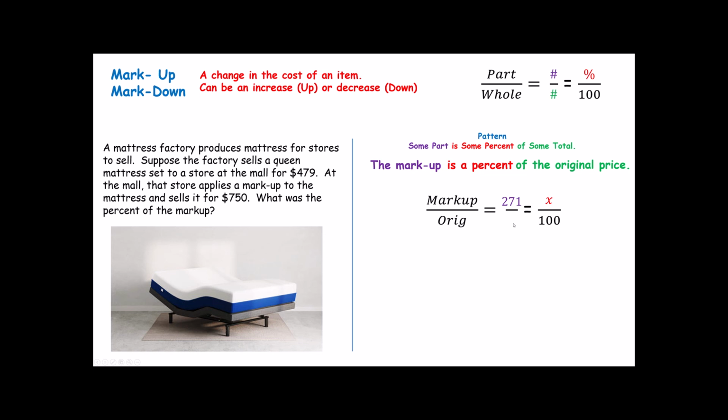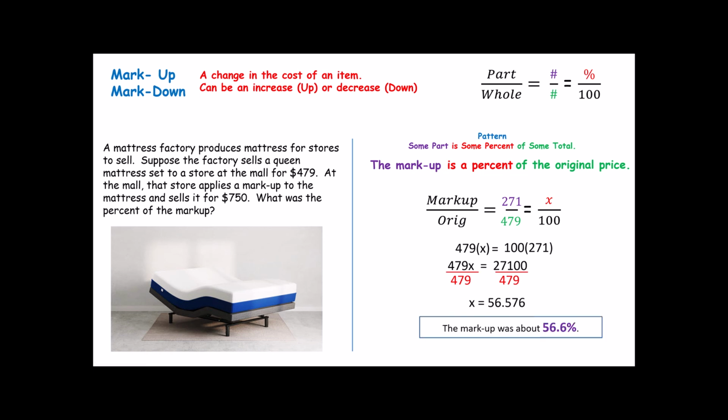Do I know what it originally cost? It originally cost $479. Do a little cross multiplying with the means extremes property, a little simplifying, and divide both sides by 479. You get 56.576. The markup was about 56% of the original price, 56.6. Now, keep in mind that the $479 was where we started. They raised the price $271. If you were to compare the $271 to the $479, notice that this is a little more than half of the price. So they took all the $479, added 56% more to get the new price.